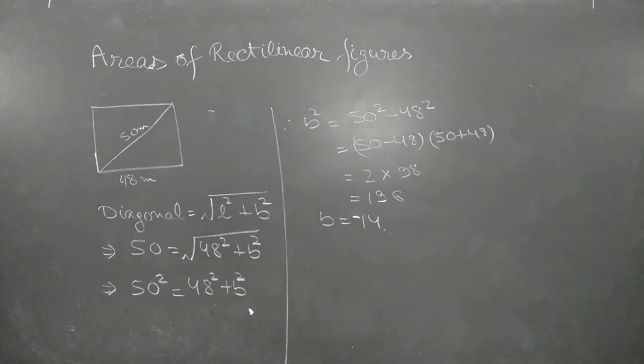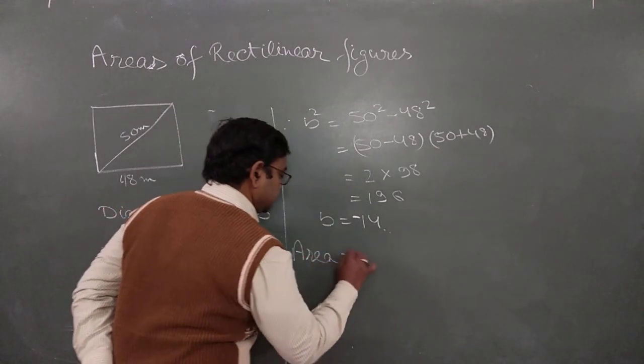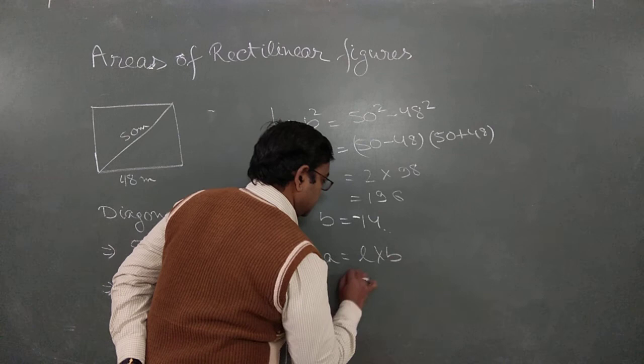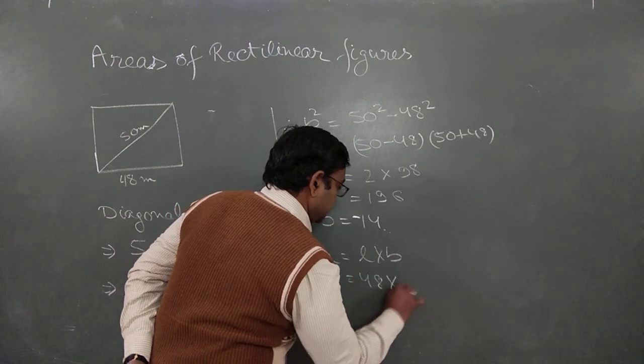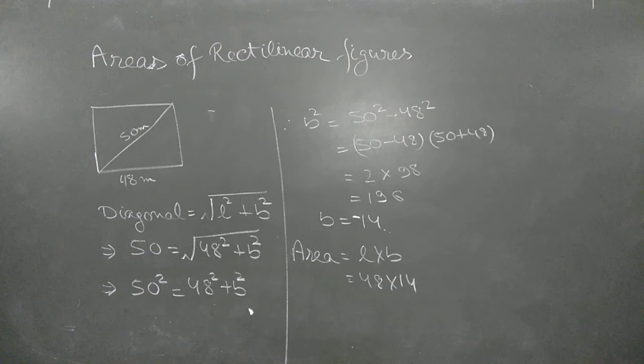So hope this is clear. Other side, now we can easily find out the area. Area equals length into breadth. Length is your 48 and breadth is your 14. When you multiply, you have the answer. So solve, multiply by yourself. Now let's move to the next question.